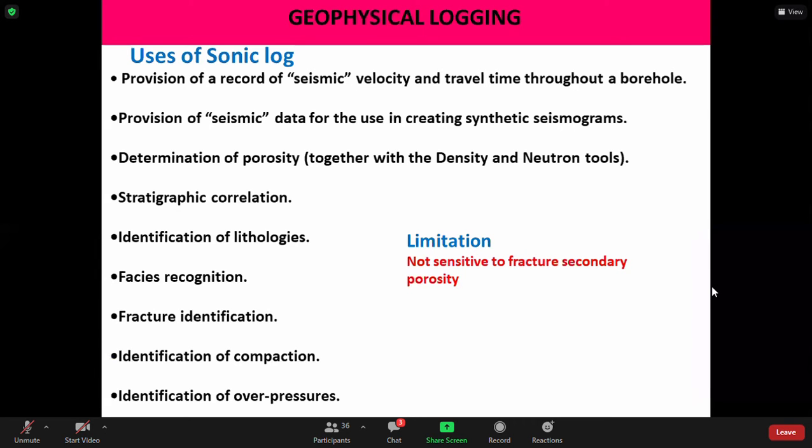Now that is why we don't just use one technique, because one technique might have one limitation and the other might have advantages over the other. So that is why we have to use two or more techniques. And that is why when we talk about the wireline log, the wireline log has to do with measurements taken while drilling.